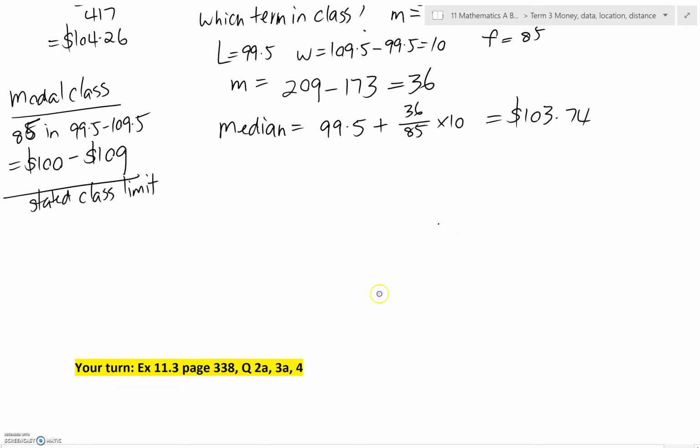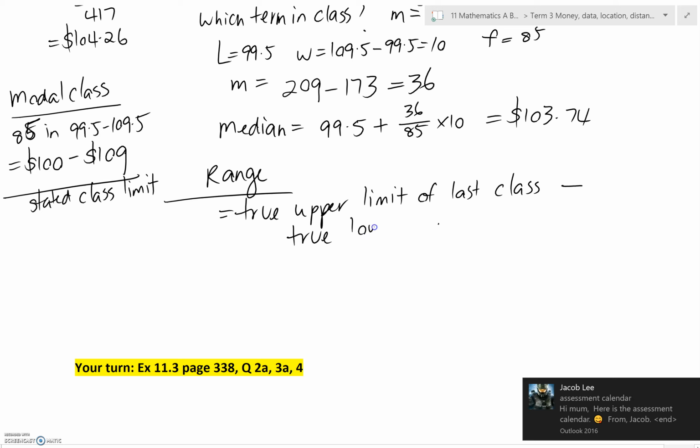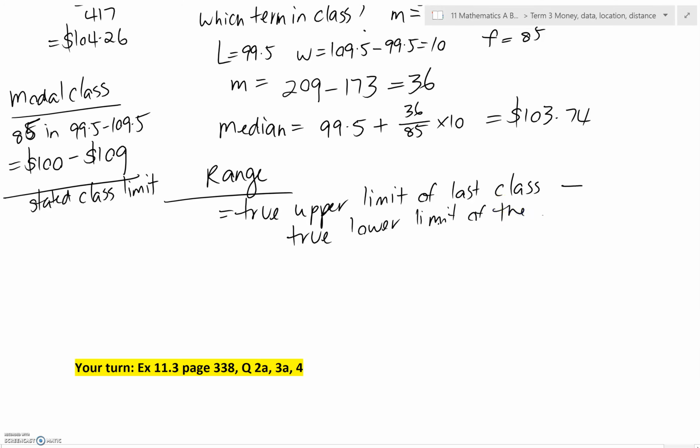All right, I'm going to do one more here, and then I'm going to stop it and do a second recording to work out the interquartile range. So the range here is found by taking the true upper limit of the last class and subtracting from this the true lower limit of the first class.